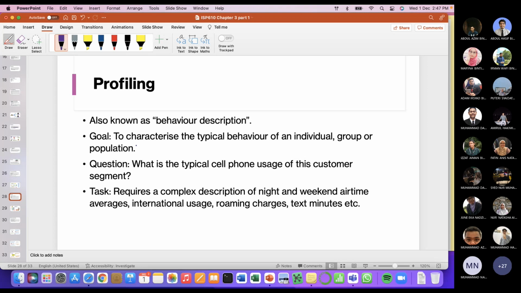Okay, where we know that by having this profiling, different customers, different users, different patients will have different sets of offers, different sets of medication, different sets of treatments, based on the patient's or user's profile. And the goal is to characterize the typical behavior of an individual, group or population. And the question: what is the typical cell phone usage of this customer segment?